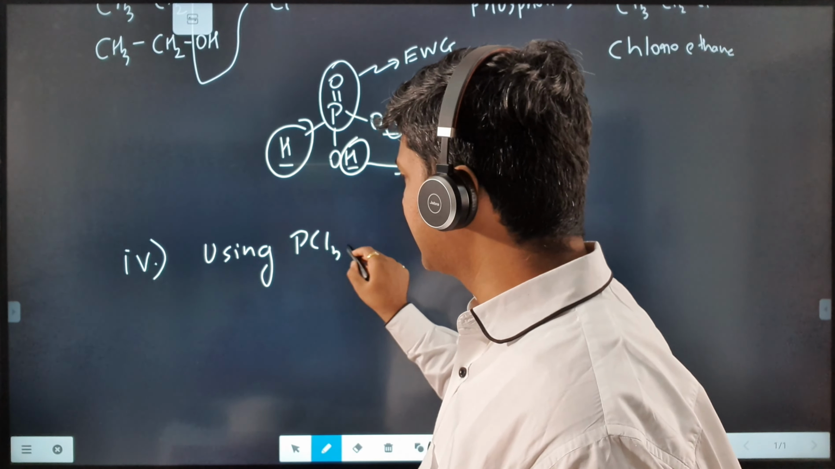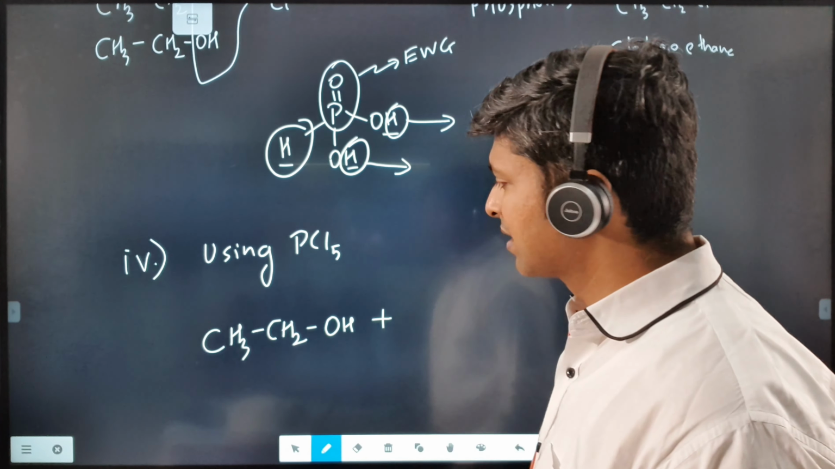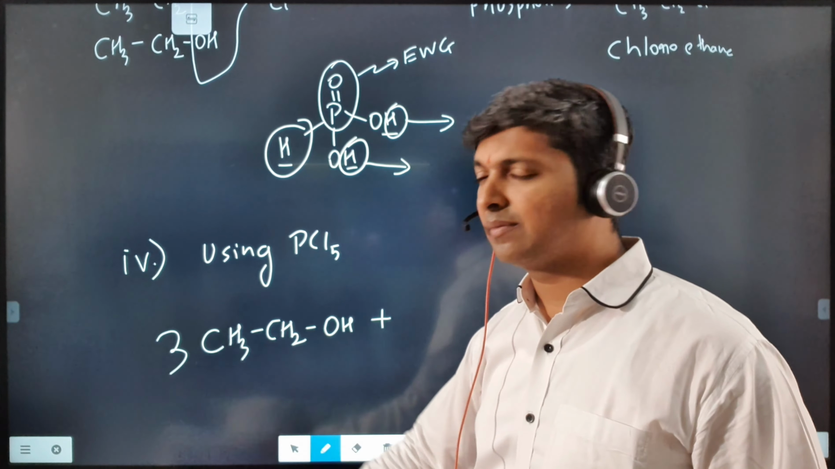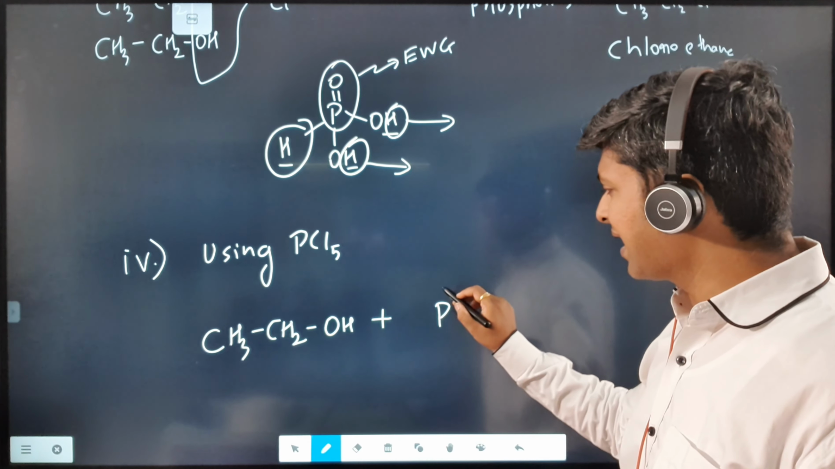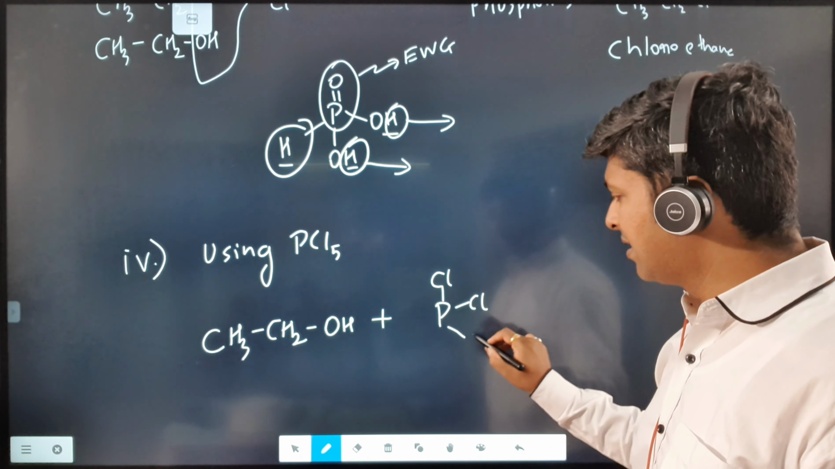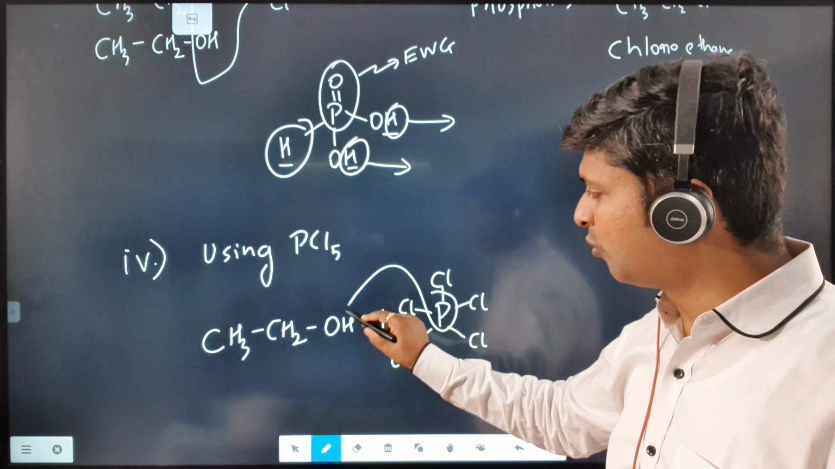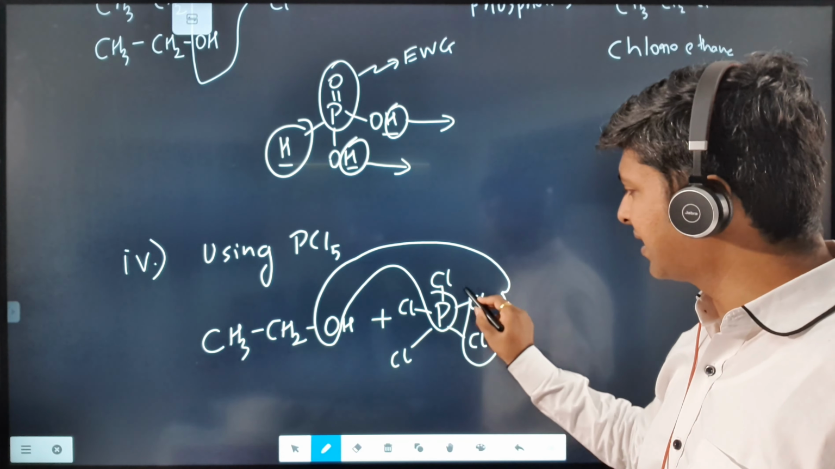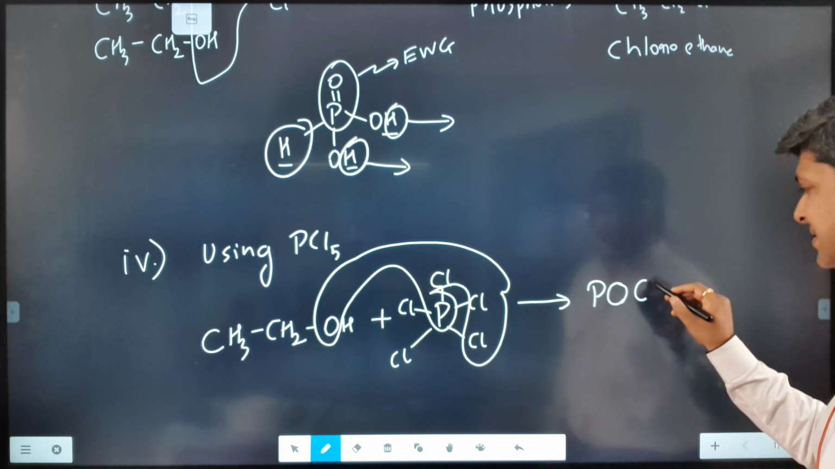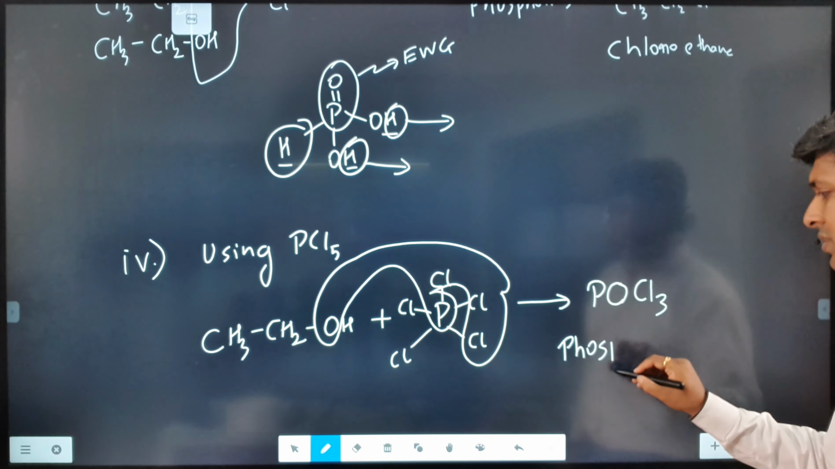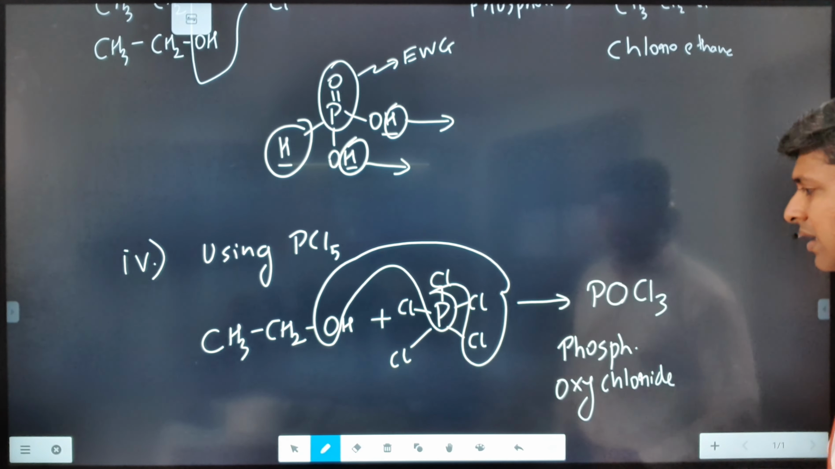PCl5, phosphorus pentachloride. Yes, phosphorus pentachloride, CH3CH2OH plus PCl5. So do we need to take 3 times like the previous case? No. In this one, we did not take 3 times like we did in the previous case. So here we are having PCl5. Let me split out the PCl5 and write the structure like this so that you understand a little better. So here we are having PO and these 3 Cl combining with each other. So when you have PO and 3 Cl combining, it will become POCl3. This is called phosphorus oxychloride.